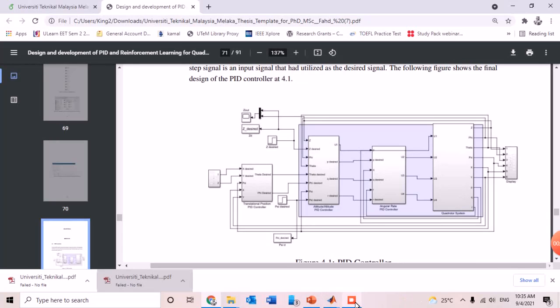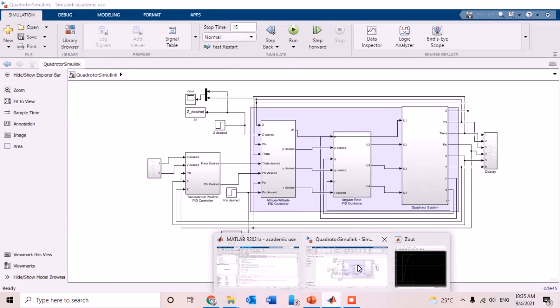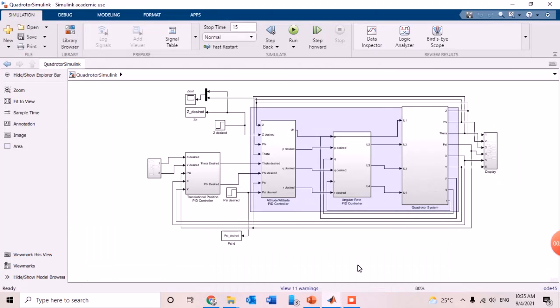So in addition to this previous fast revision of the PID controller, just to show you the design of the PID controller. This is the design of the PID controller, and here are the elements. Here is the quadcopter system represented mathematically, and here is the angular rates PID controller, and here is the altitude PID controller, and the translation positioning PID controller.